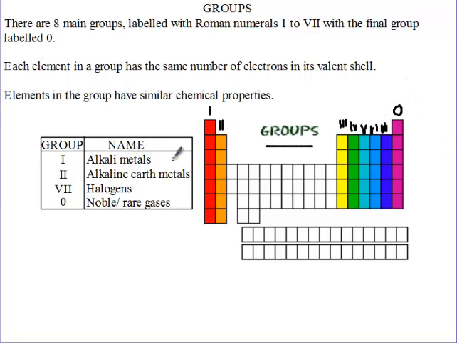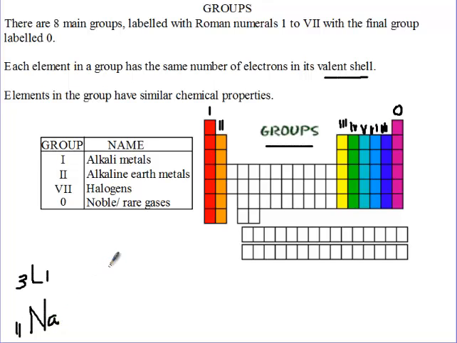Now, each element in a group has the same number of electrons in its valence shell. When we talk about the valence shell, we are talking about the highest energy level, the outermost shell. Okay, so when you take lithium, lithium has atomic number 3. And then sodium has atomic number 11.